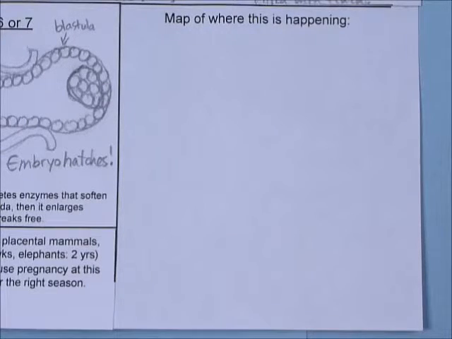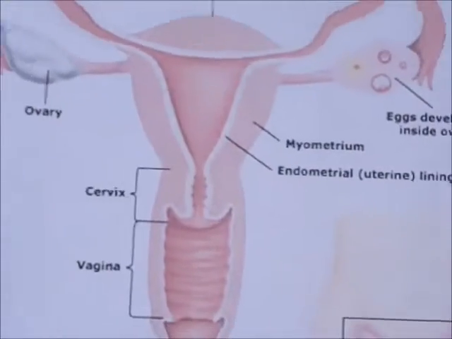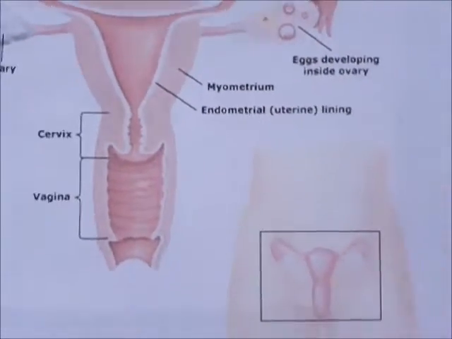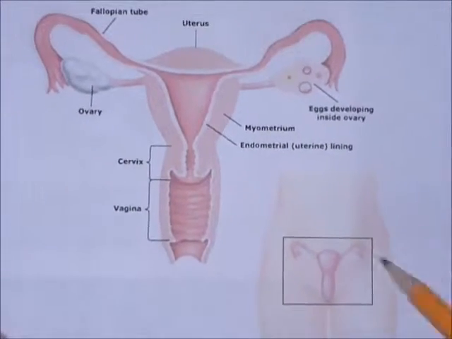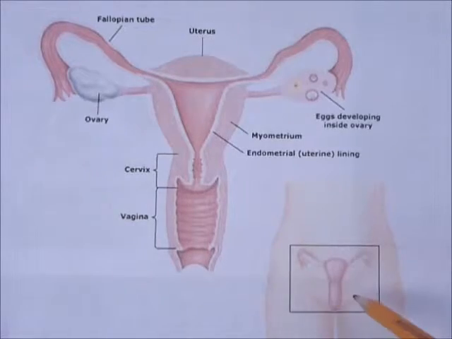Now let's take an overview and find out where this is happening. I'm sure you know generally where it's happening, but we're going to find out exactly where. Now I want to start with a picture. You're probably familiar with this already. You know generally where this is happening. This is inside the female reproductive system. So this is where it's located in the body.